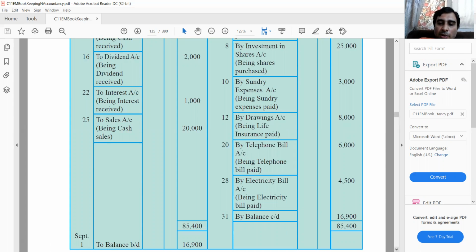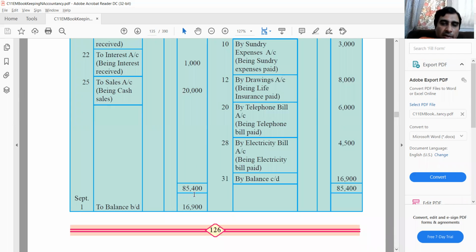You balance your cash book, right? Left hand side you add up. Pencil is what is to be used, 85,400. Then you will add up all this. Somewhere here you will write it down in pencil, and you will subtract 85,400 from this amount. You will reach 16,900. That is the balance carried forward.